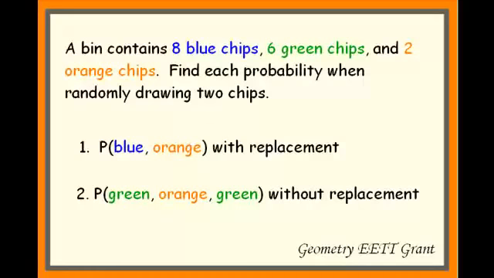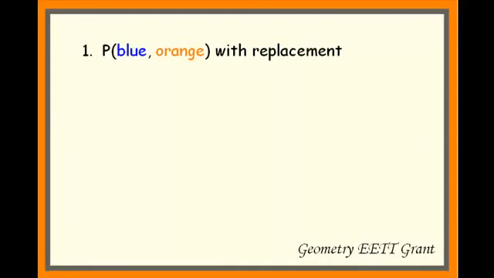So when we draw that green chip out, we set it aside. We do not put it back in the bin. Same thing with the orange, same thing with the second green. So remember, we've got 8 blue, 6 green, and 2 orange. Let's work these 2 problems. So first, the probability of the blue and the orange with replacement.